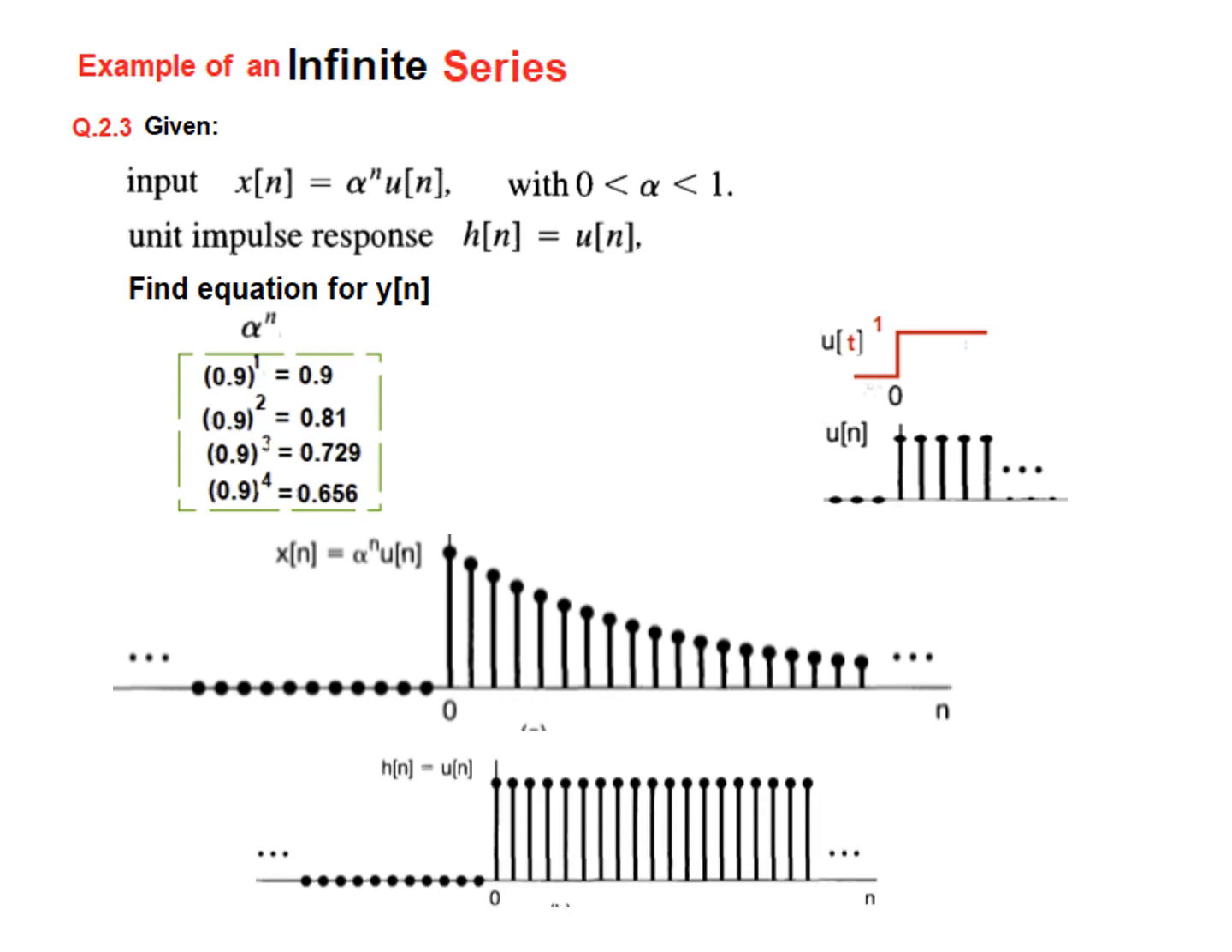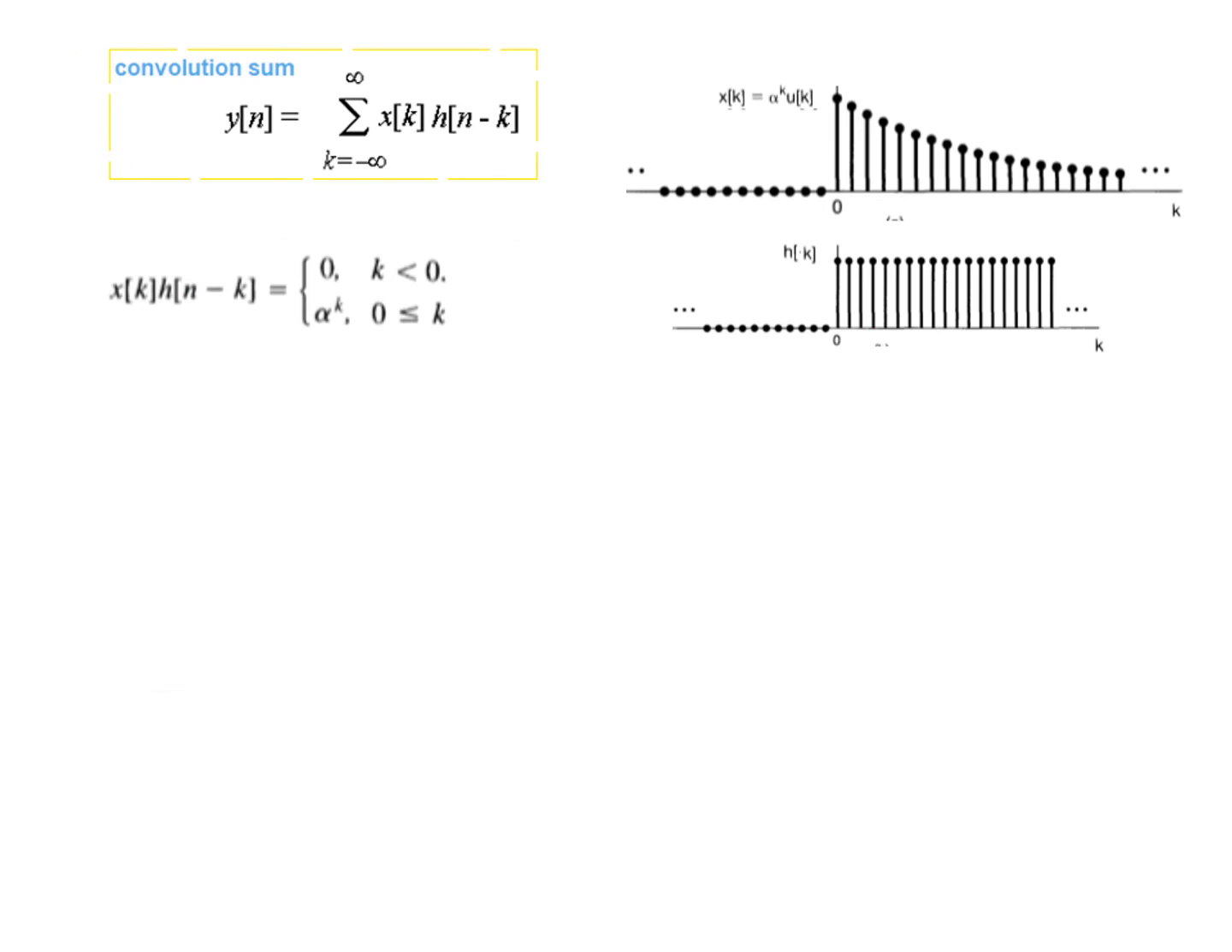So in this case also, our h[n] will be something like this, and it is going to infinity. This is also going to infinity. This is also going to infinity. That is why we call it an infinite series. Okay, now it's very difficult to do it graphically by following each step, but we have to keep in mind the same technique. Okay.